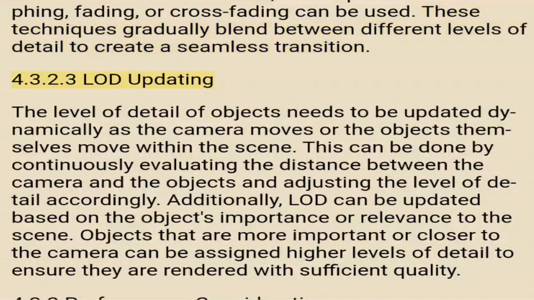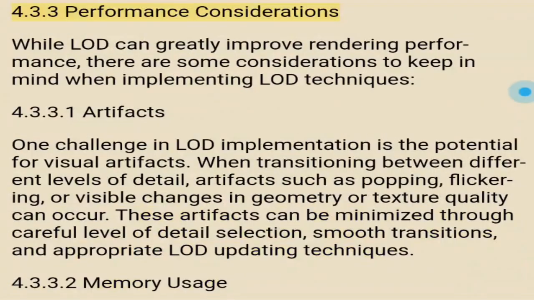4.3.2.3 LOD updating. The level of detail of objects needs to be updated dynamically as the camera moves or the objects themselves move within the scene. This can be done by continuously evaluating the distance between the camera and the objects and adjusting the level of detail accordingly. Additionally, LOD can be updated based on the object's importance or relevance to the scene. Objects that are more important or closer to the camera can be assigned higher levels of detail to ensure they are rendered with sufficient quality.